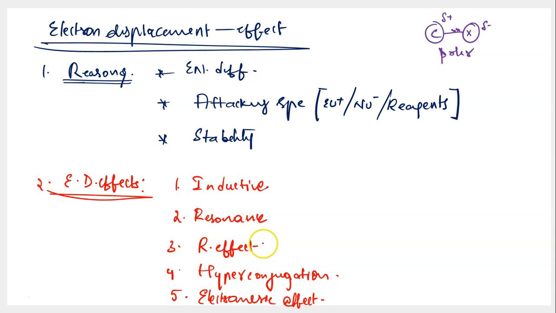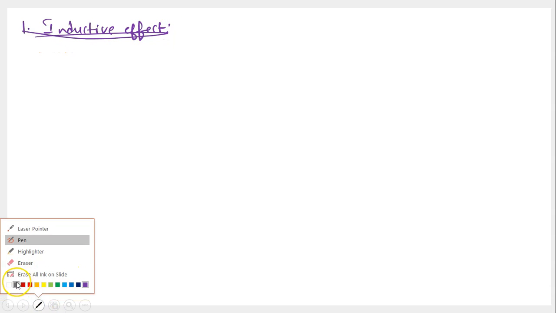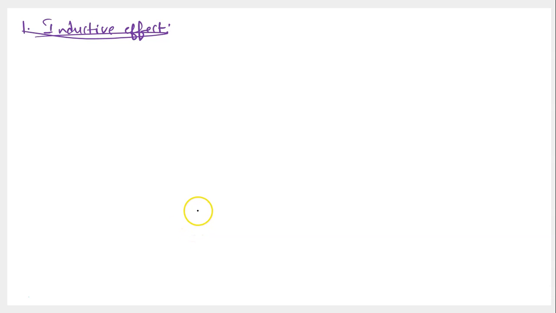Now moving on to the next page, where we are going to discuss each of these effects, and also the reason behind each of these effects in detail. So for now, let's get started with the first effect, which is inductive effect. Inductive effect is one of the most common effects that we get to see in organic molecules. Let us first understand the reason behind inductive effect. What could be the reason?